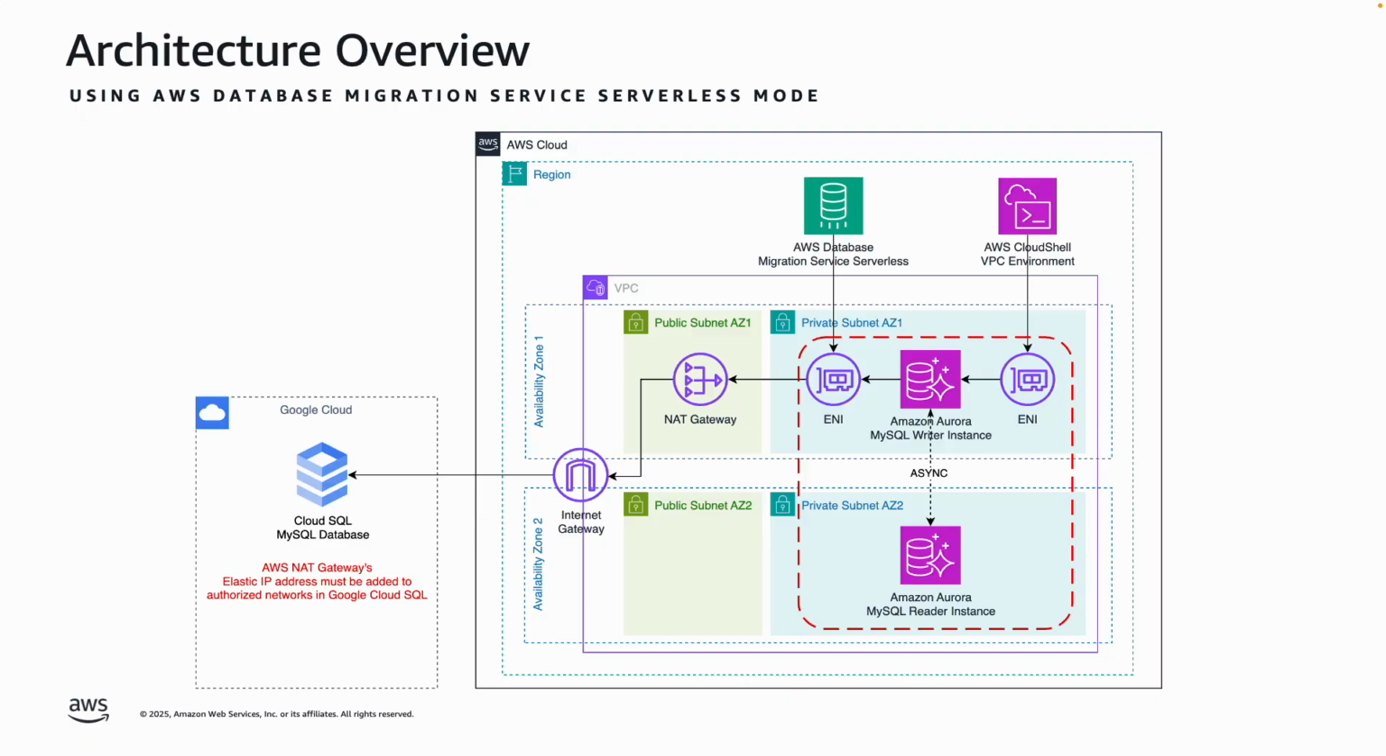IP address. Note that by default, the database migration service will not create a public IP address when you're using a serverless mode. And that's why we are achieving the communication through the NAT gateway's elastic IP address by having the DMS service create the ENI inside a private subnet. All right, let's get started.